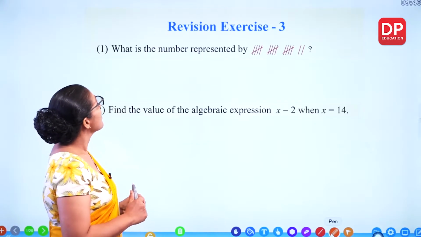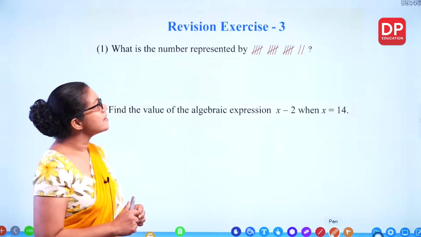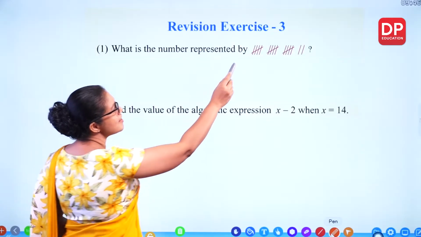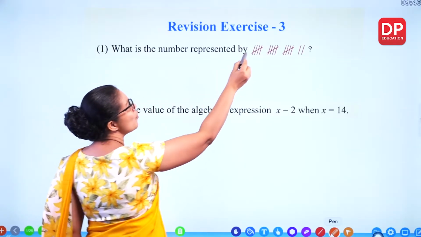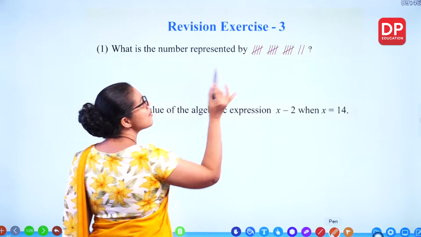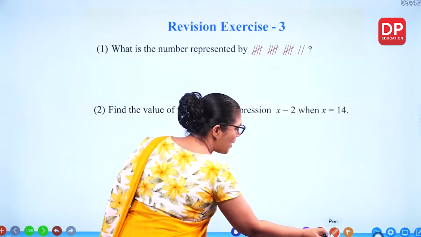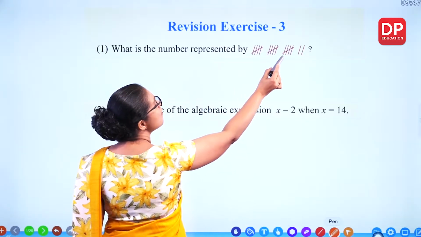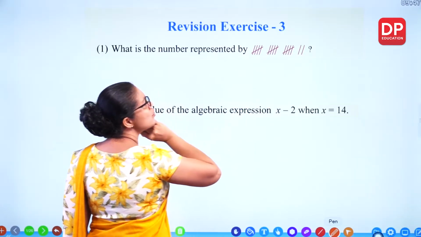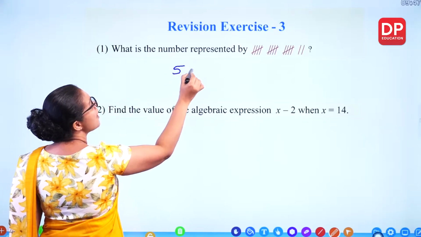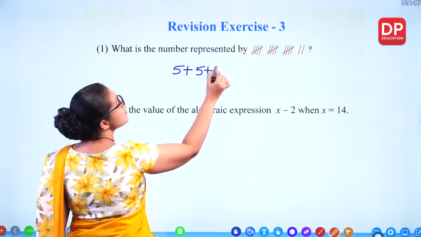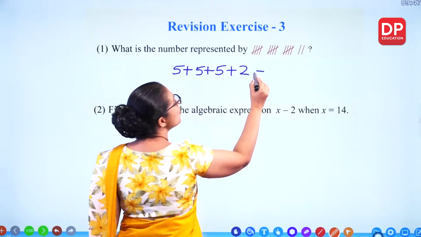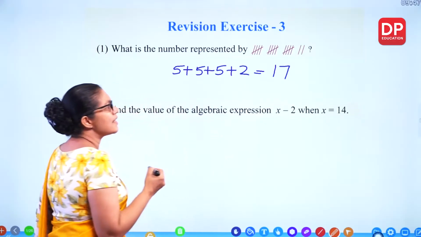You get what is the number represented by this. So what are these? These are tally marks. So we know one set is 5. So how many are there? 5, 10, 15 and 2. So 5 plus 5 plus 5 plus 2. 15 plus 2, that's 17.